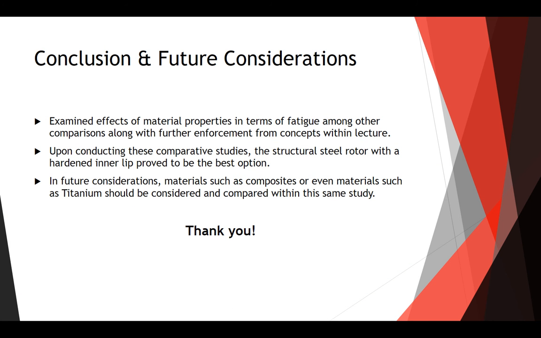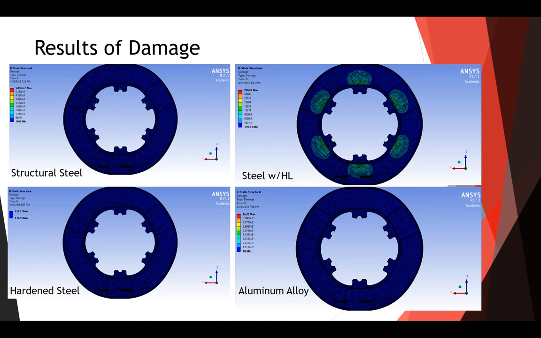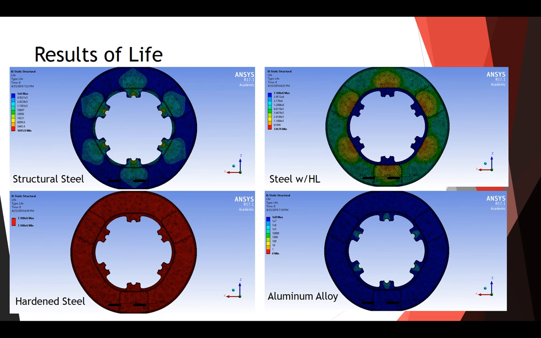So concluding this, I was able to examine the different effects of material properties, an interest of mine, and see really how that affects fatigue as well as plots of stress, strain, deformation, and thermal distribution. And upon consideration of all this, I feel that the structural steel rotor with a hardened inner lip proved to be the best option, and that's at the top right, as you can see here and here. And I chose to do so even though the hardened steel was ultimately the better performing rotor, just for economical factors and in a business sense of mind.